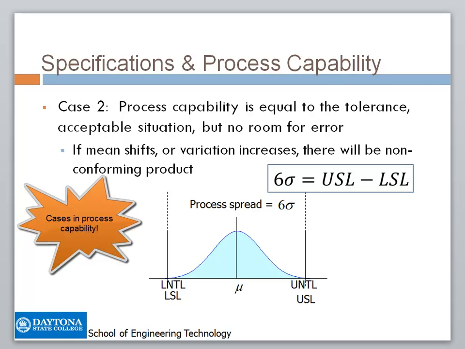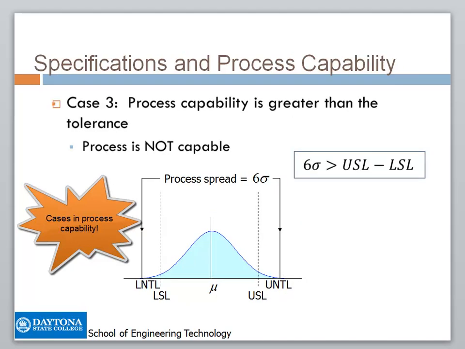Case number two is when the process capability is equal to the tolerance. It is an acceptable situation, but as you can see, there's no room for improvement. If our process shifts to the left or to the right, it will be producing products that are not meeting the quality standards. Case number three is when we have the process capability greater than the tolerance. This means that we are already producing products that are not meeting our quality specifications. So this means that our process is not capable.